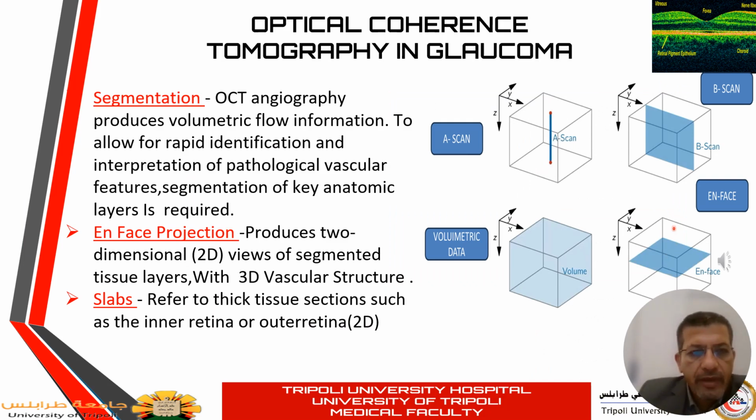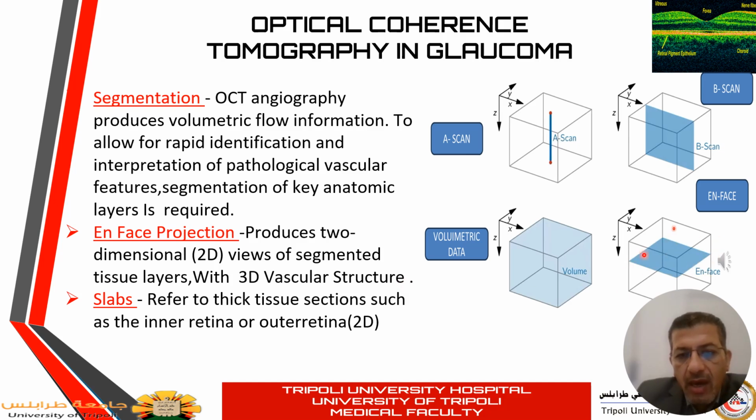This slide shows the different terms that you should be aware of when you are speaking about OCT angiography. The first term is segmentation. Segmentation means the volumetric data taken by the OCT angio, which is a three-dimensional data block of tissue that is measured. This is called the volumetric data or the segmentation. After taking this data, there is an en face projection producing a two-dimensional view of the segmented tissue with a three-dimensional vascular structure. This is the en face image.